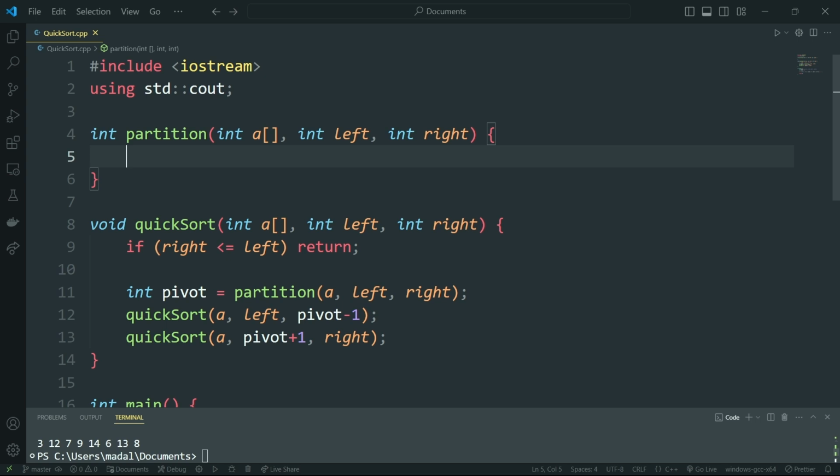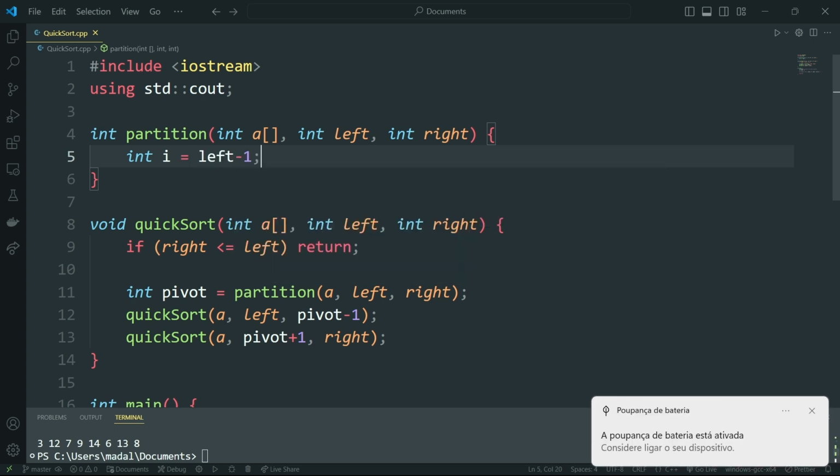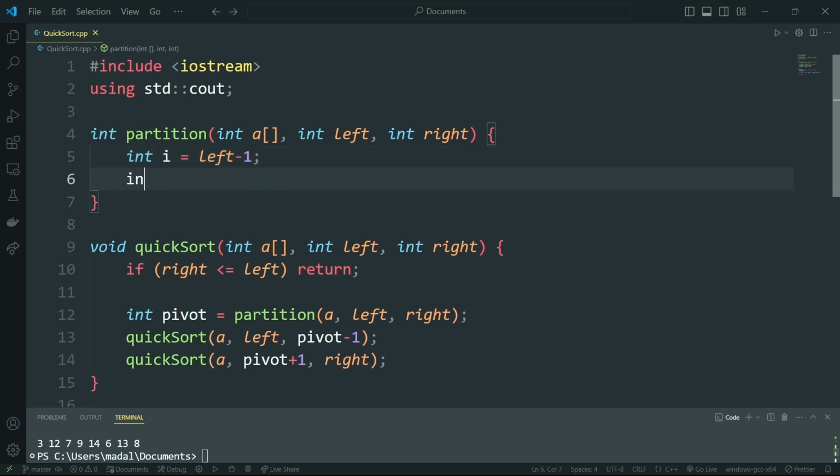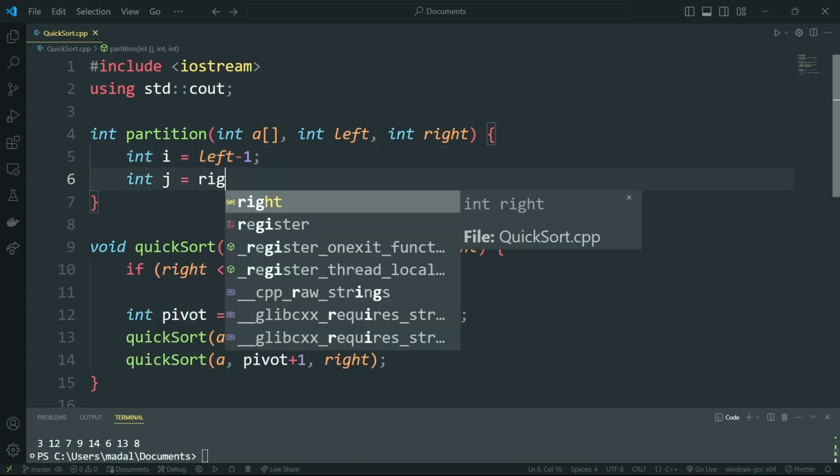Now let's actually code here the partition function. This is also going to take in the array we want to sort and the indexes between which we want to sort it. So first of all, let me create our iterators. I is going to be left - 1, and I'm running out of battery. Sorry about that. Then J is going to be right.